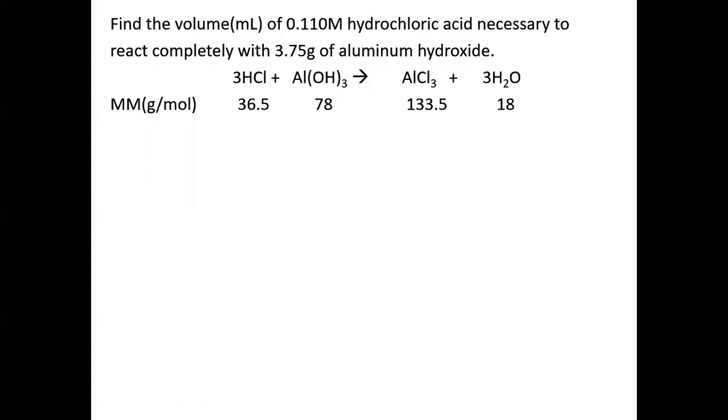So again, with solution stoichiometry, we're given either some information about the concentration of a solution, or we're asked to find the concentration or volume of solution. So we'll be doing a similar process as when we're given mass, just slightly different. Here we want to find the volume of a 0.110 molar solution of hydrochloric acid necessary to react completely with 3.75 grams of aluminum hydroxide.